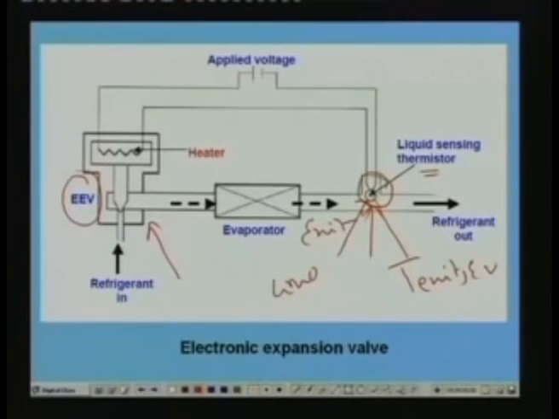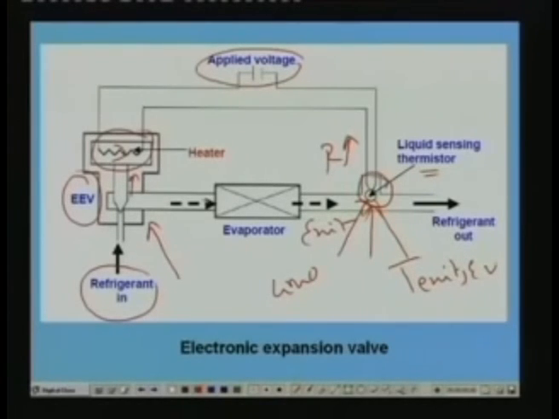When the thermistor temperature is low, its resistance increases, and when you are applying a fixed voltage across the circuit, you will find that since this resistance is increasing, the current reduces. Since the heater is in series with the thermistor, the current through this heater reduces. Once the current reduces, the heating output reduces. When the heating output reduces, the needle moves up, and there will be less refrigerant flow through the electronic expansion valve.